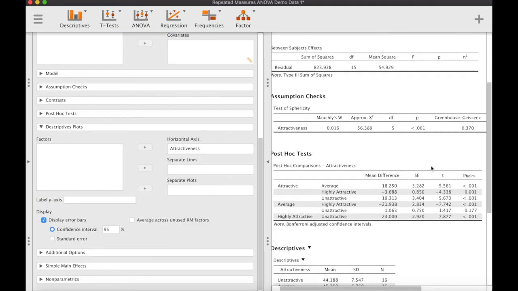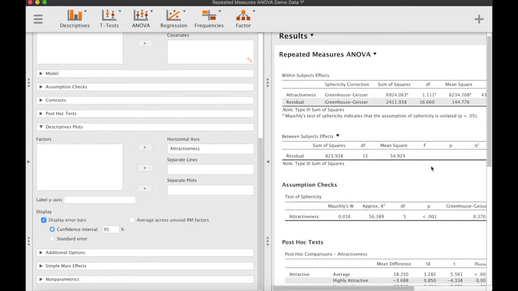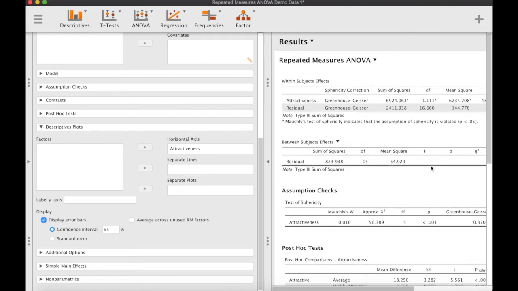All right, so that's it. That is how you run a repeated measures one-way analysis of variance.